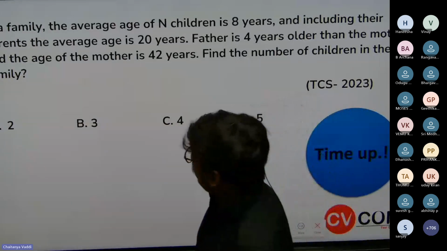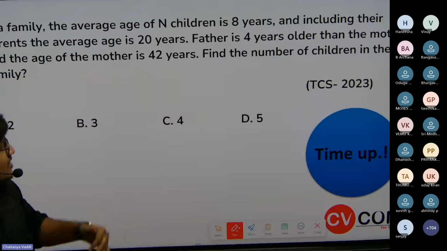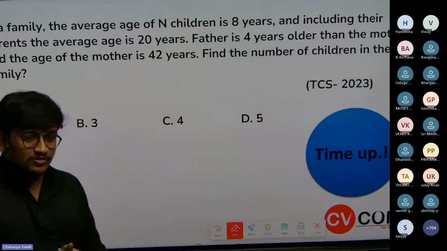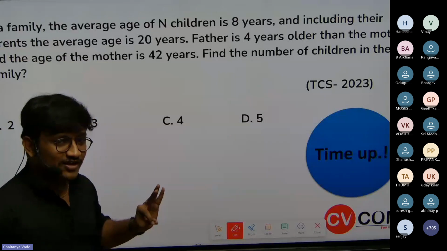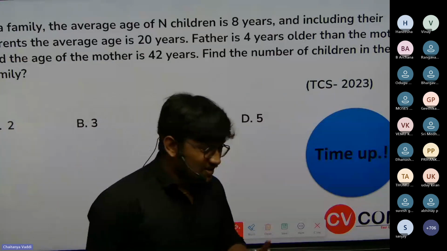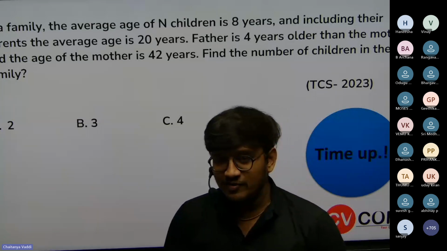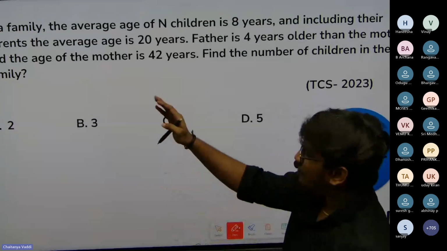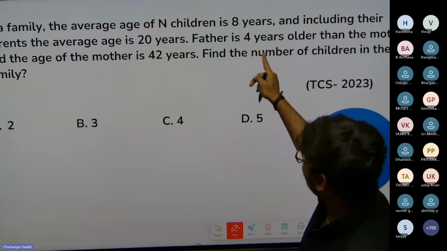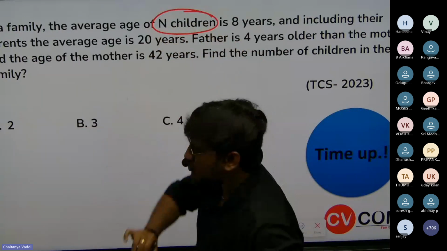Now, before explaining this question, I explained the remaining three questions because if you observe, there is a similar pattern here. We discussed three patterns of questions. In the second category, one is person added, the next one is person removed, and the next one is person replaced. Correct. So in a family, the average age of n children is 8 years. Here, we don't know the count of the children.